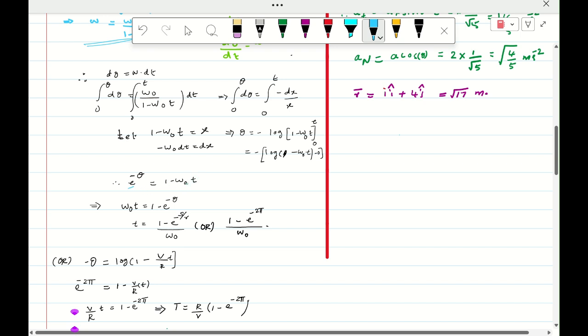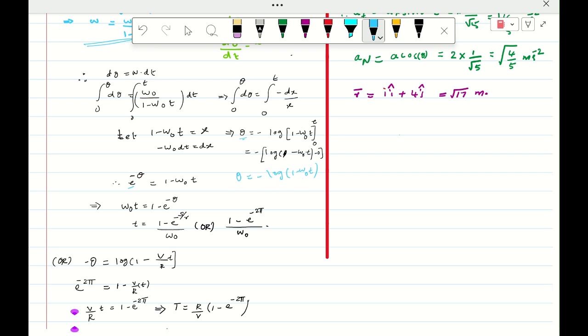So he's asking to find out the time. Therefore, time is equal to 1 minus e power. So this is theta. Theta is the angle turned, equal to ln of 1 minus omega t. Not log 10, you have to use ln. So this is the answer. So theta is equal to minus ln of 1 minus omega into t. So this is the answer.